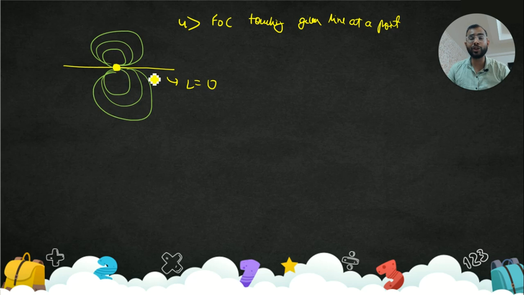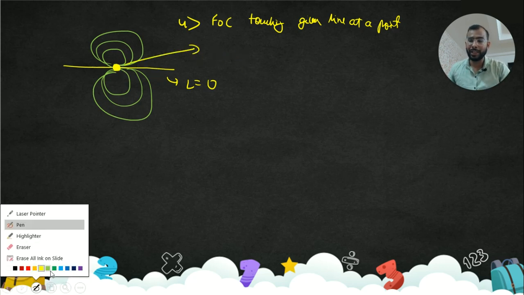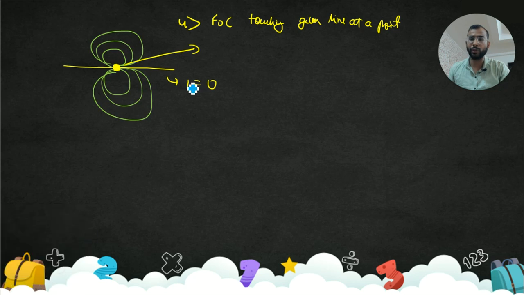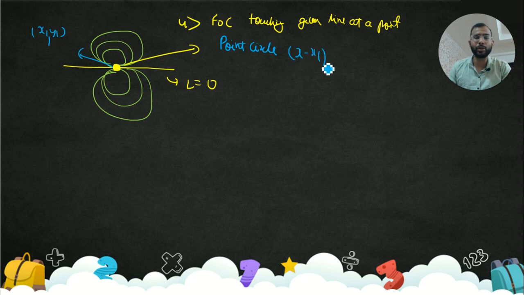Can I write the equation of this circle? Is this a circle? Yes, it is a circle. Which circle? Can you tell me? Yes guys, awesome, those who are able to guess. Point circle. What is a point circle? A point circle having radius 0. So its equation is, let's say this point is given as x1 comma y1. Its center is that only, x minus x1 square plus y minus y1 square, and radius is 0, equal to 0. This is the point circle's equation. This is S equal to 0.